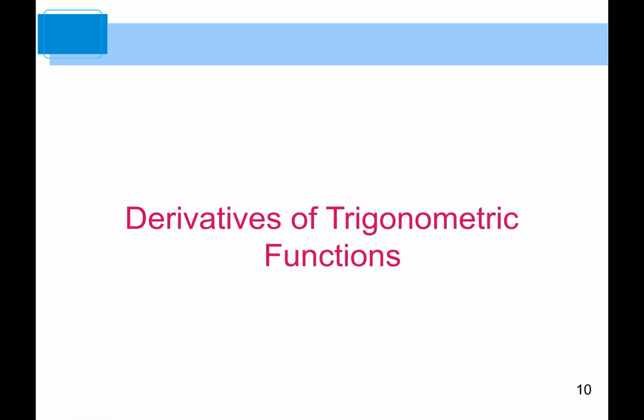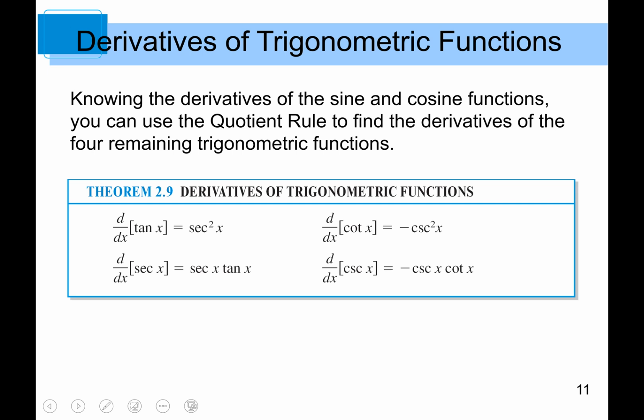So let's also take a look at the derivatives of trigonometric functions. Knowing the derivatives of sine and cosine, you can use the quotient rule to find the derivatives of the remaining four trigonometric functions, by using sine and cosine. As you see, the derivative of sine x is cosine x, and the derivative of cosine x is negative sine x.